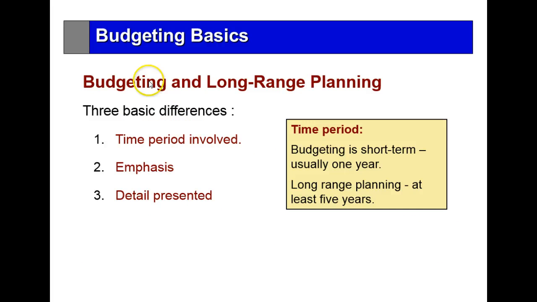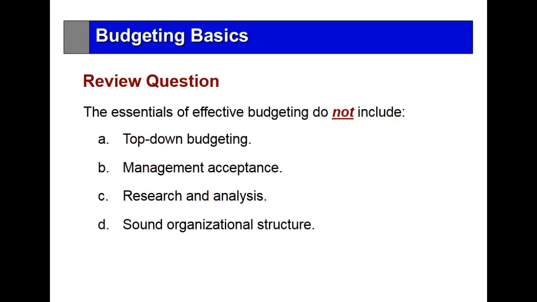Three differences with budgeting and long-range planning: the time period involved, the emphasis, and the detail. So budgeting is determining ultimately the plan for the next period. Long-range planning sometimes can involve a decade of where do we want to see ourselves down the road in 10 years. That's going to be a lot of mini steps to get to the long-range planning.